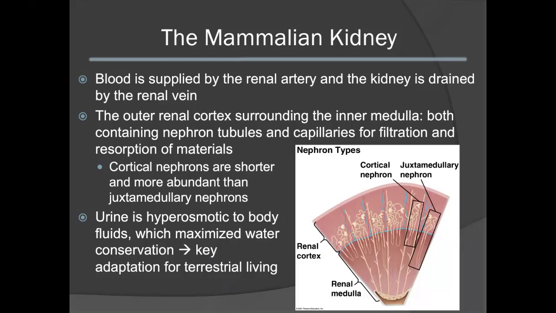Cortical nephrons, please refer to the diagram to the right, are much shorter and more abundant in the kidney than the juxtamedullary nephrons. Note the difference between the two nephrons. The juxtamedullary nephrons will have the tubule that penetrates deep into the renal medulla, whereas the cortical nephrons have much shorter tubules.